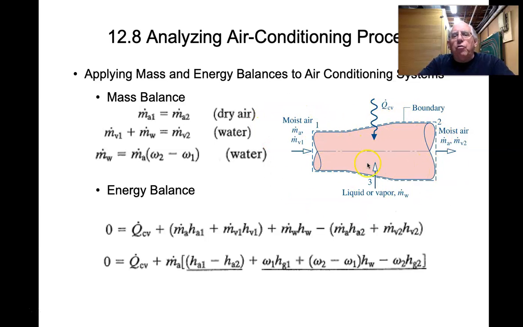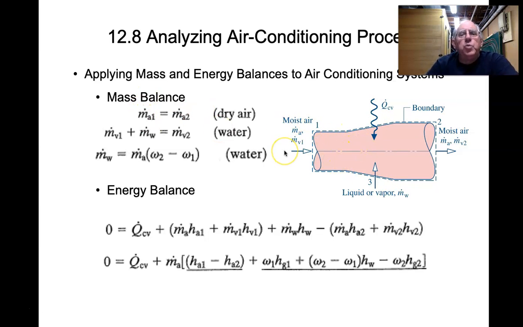We have a control volume here separated by a boundary. We have an inlet and we have an outlet, state 1, state 2, possibility of liquid or vapor coming in or going out, the possibility of heat transfer into the control volume or out of the control volume. There is a possibility of work if there's a fan. There could be a work component in the energy balance. But for right now, we're not going to assume that there's any work component in the first law.